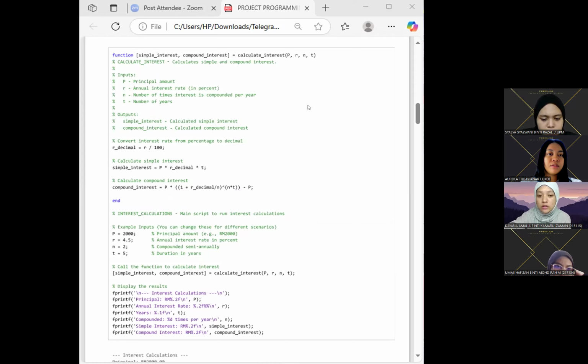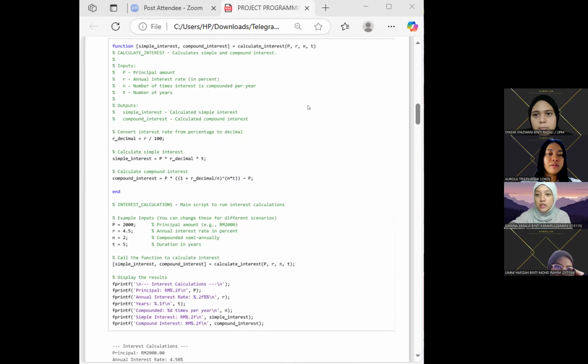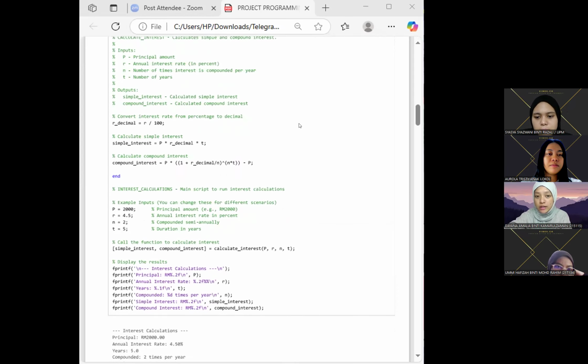So our goal is to calculate two outputs, which are simple interest and compound interest. So inside the function, we first convert the interest rate from percent to decimal, because calculations work with decimal values. So we divide R by 100.